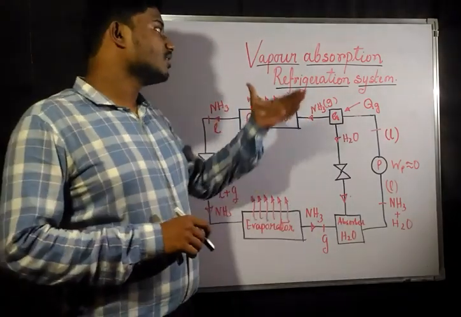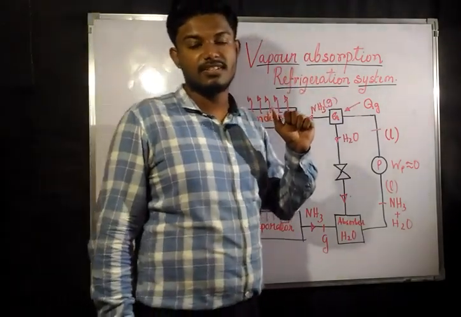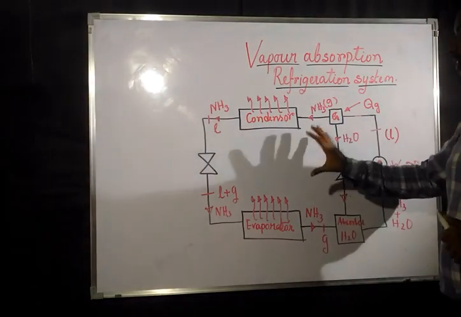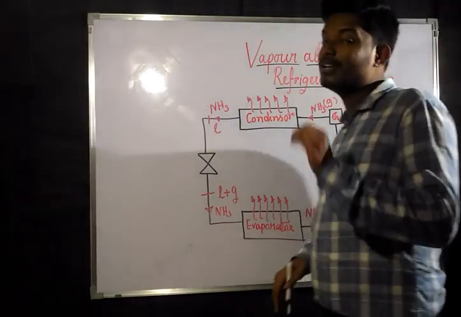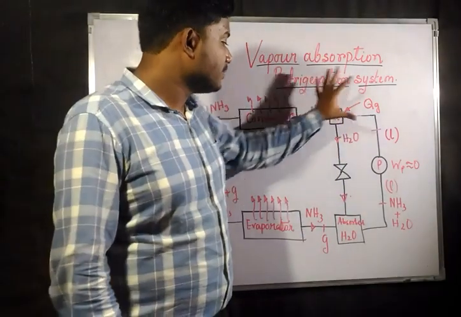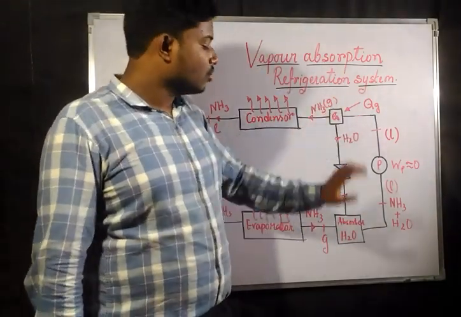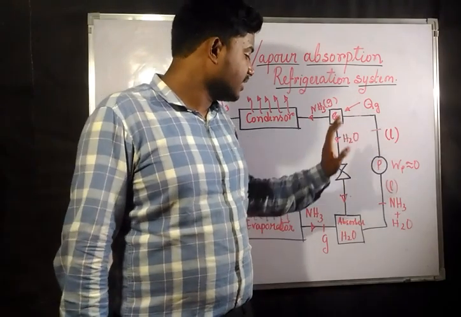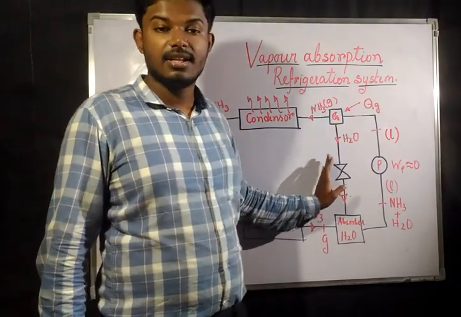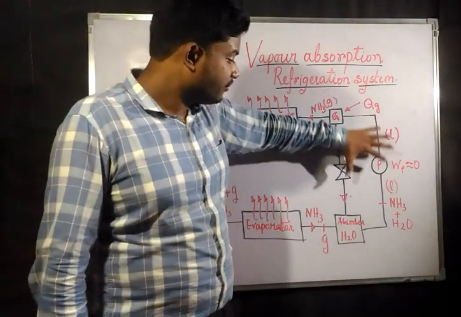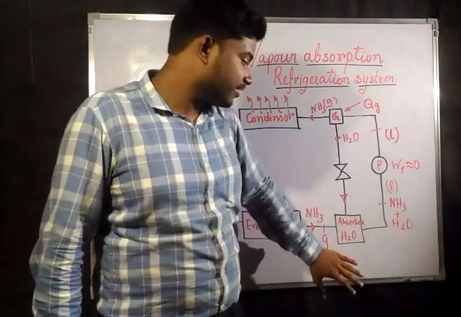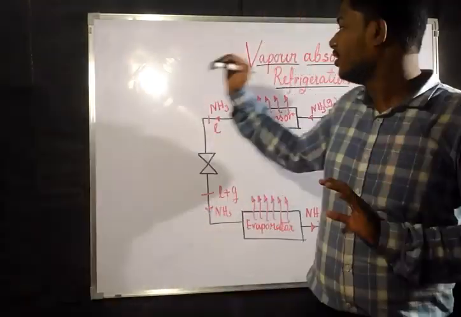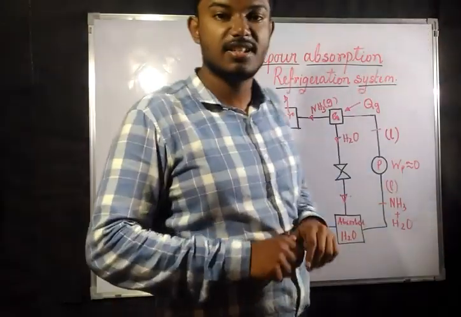Now we are going to start with the vapor absorption refrigeration system. The vapor absorption refrigeration system is the same as the vapor compression refrigeration system, but the only thing is that we are replacing the compressor with an absorber, a pump, a generator, and one pressure releasing valve. If you replace the compressor with all these four parts, then it is going to be converted into your vapor absorption refrigeration system.